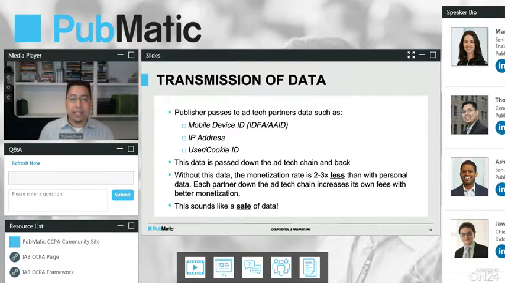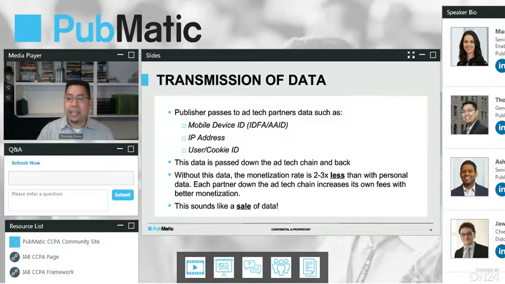I already said that personal data makes each bid request much more valuable. And so if you think about it, each participant in the chain, such as the SSP or the DSP, charges a fee or take rate on this bid request. So if the CPMs are higher per bid request, each ad tech partner is actually making more money and taking a higher cut when personal data is attached. I don't know about you, but to me, that sounds a lot like some sort of value is being transferred, and valuable consideration is a sale of data.